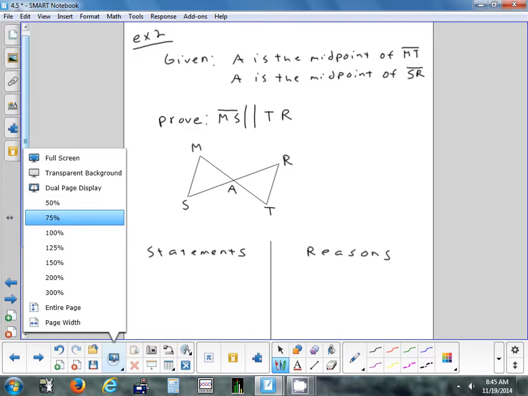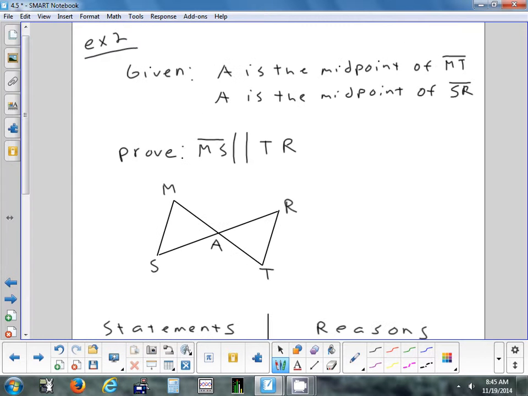All right, take a look at this one. So this one has something to do with midpoints. Okay, it says A is the midpoint of segment MT, and A is also the midpoint of segment SR.